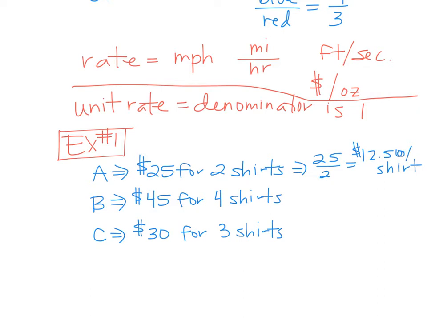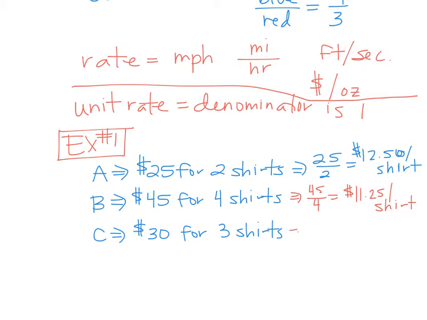So how do you find the unit rate for store B? 45 divided by 4. So you're going to do 45 divided by 4. When you plug that into your calculator, you get $11.25 per shirt. So far, which is the better deal? Store A or store B? Where do you want to buy your shirts? Store B, right? $11.25 per shirt.